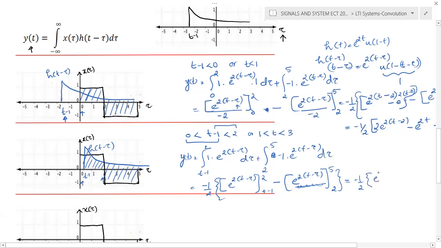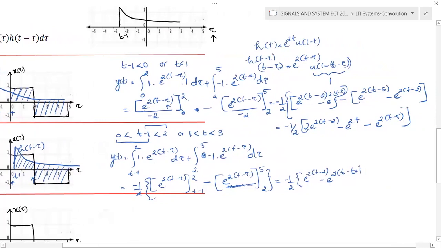The term will be e raised to 2t minus 2 minus e raised to 2t minus, in place of tau you can substitute t minus 1. So you will get t and plus 1, because minus 2 actually. So in place of tau, if you substitute t minus 1, it becomes minus t and plus 1. Okay. Now we can simplify the remaining portion. So if you consider this, it becomes e raised to 2, because t minus t is 0. This is the first term. And the second term, you can see that it's already written. It's e raised to 2 into t minus 5 minus e raised to 2t minus 2.